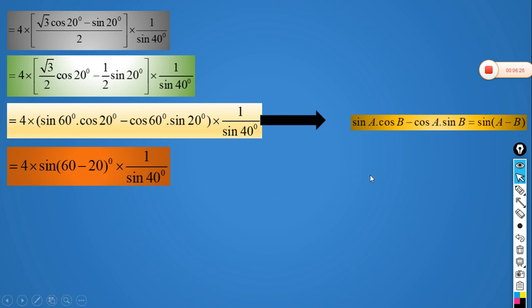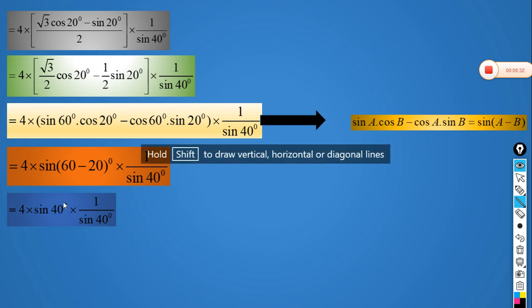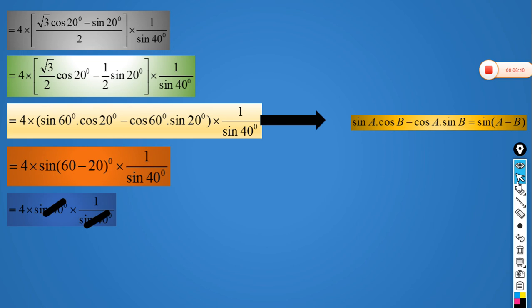So 4 into sine 40 into 1 by sine 40 comes over there. We can now cancel the term in the denominator and the numerator because it's the same term, which is sine 40 degree. So 4 into sine 40 into 1 by sine 40. Now sine 40 and sine 40 neutralize each other. So now we have only 4 into 1 remaining, which is actually 4. So this 4 was our right hand side, and this will help us prove the given identity.